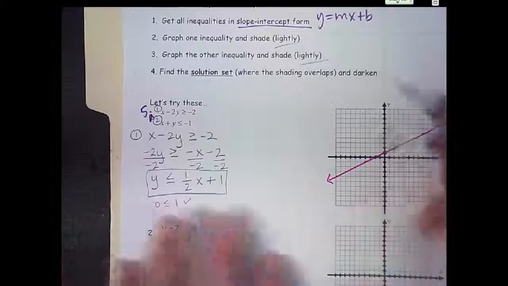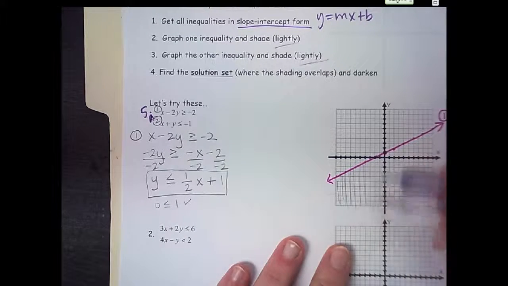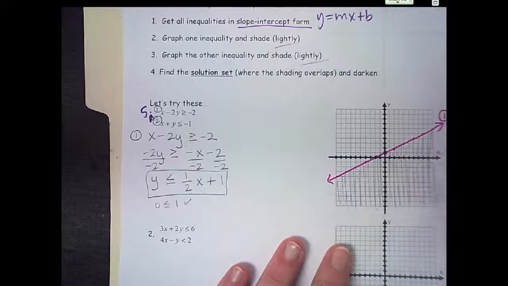True. So if you're still having trouble figuring out the shading, please come see me so we can get that worked out, since all of these you have to shade every single time. So I just shade lightly underneath it.